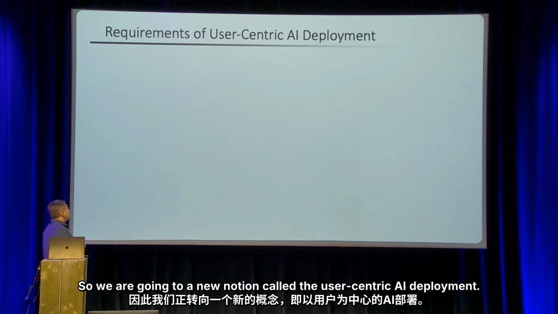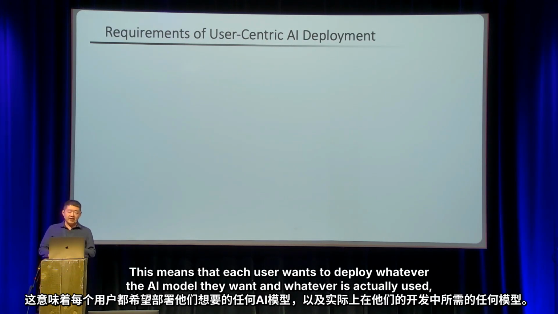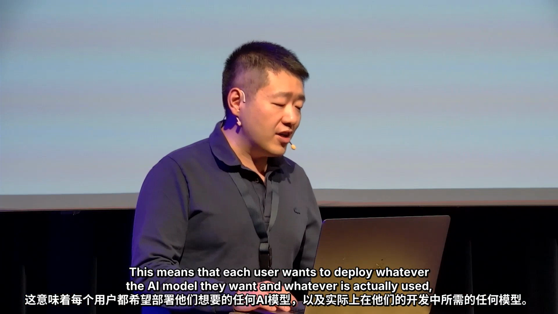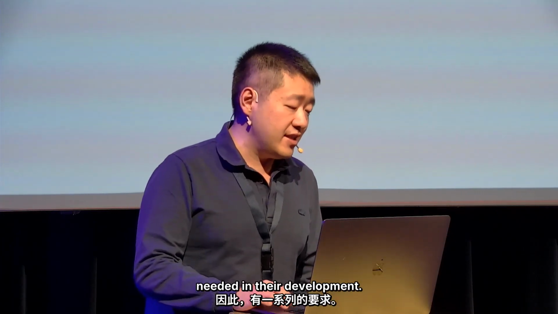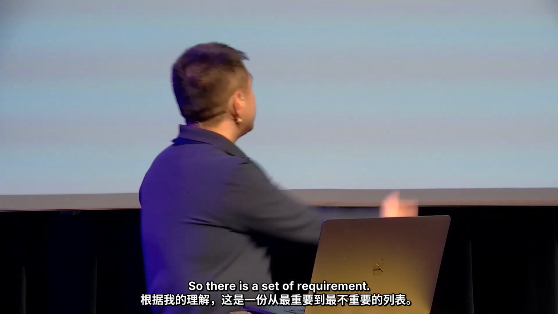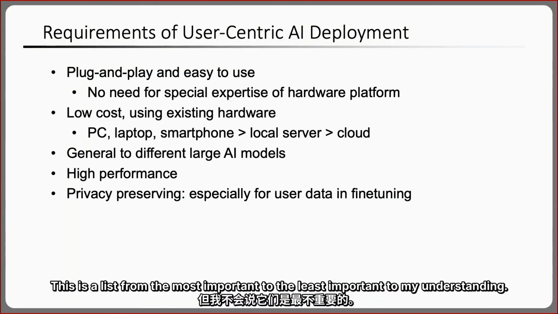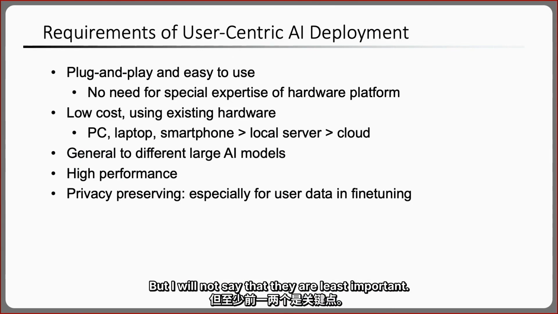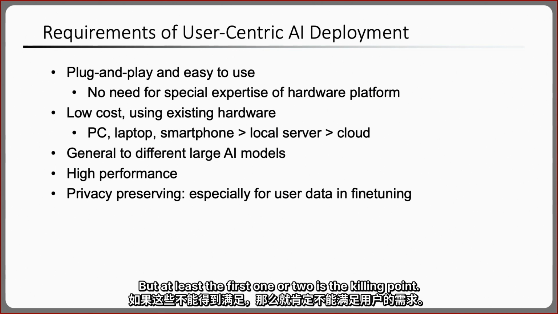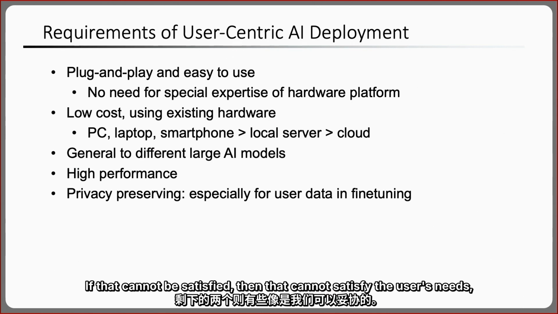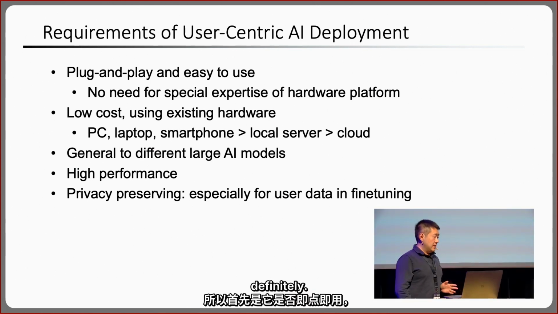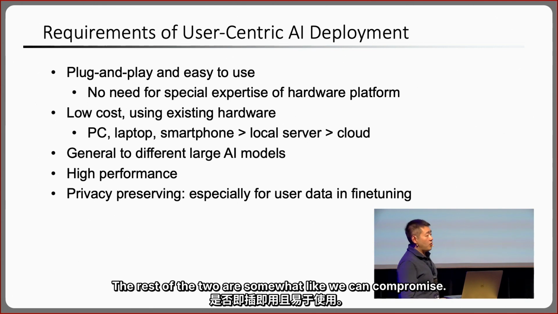So we're going to a new notion called user-centric AI deployment. It means that each user wants to deploy whatever AI model they want and whatever is actually needed in their development. So there is a set of requirements. This is a list from the most important to the least important to my understanding. But I will not say that they're least important, but at least the first one or two is a killing point. If that cannot be satisfied, then that cannot satisfy the user's need, definitely. The rest of the two are somewhat like we can compromise.